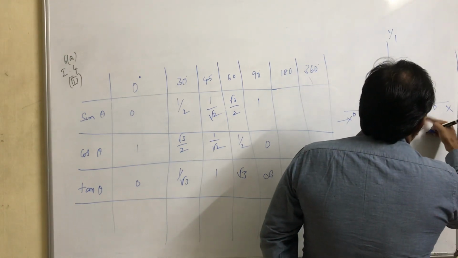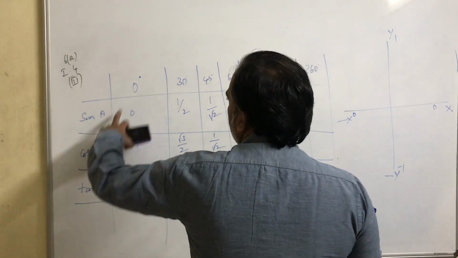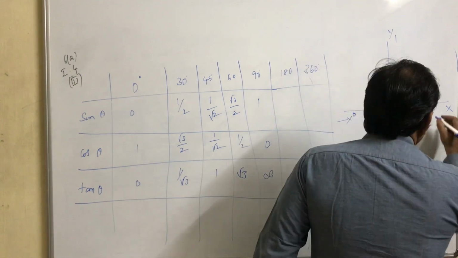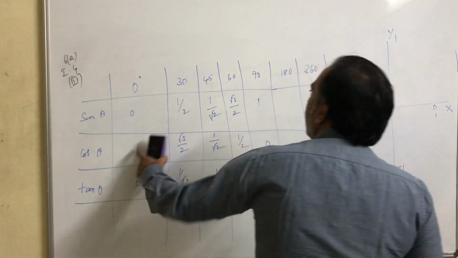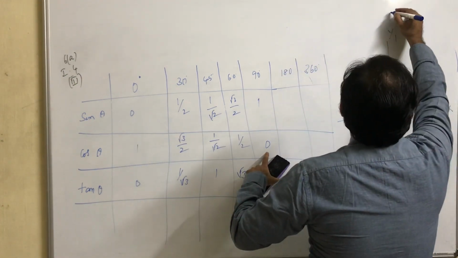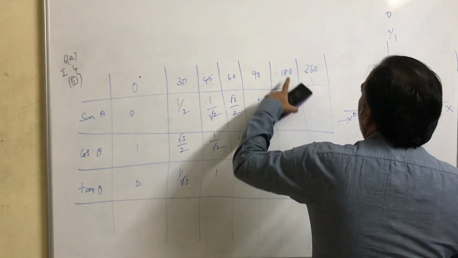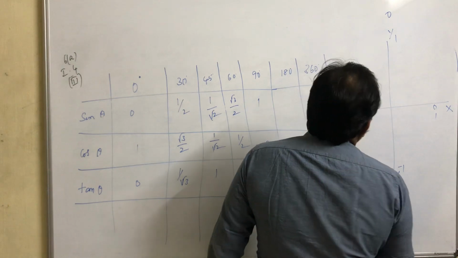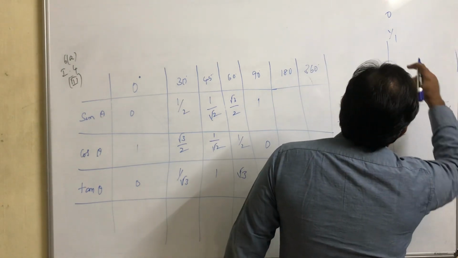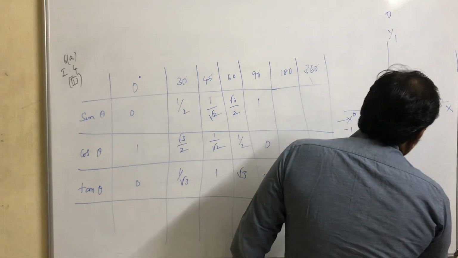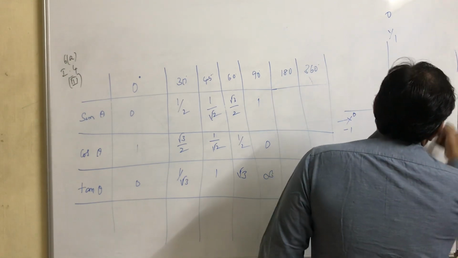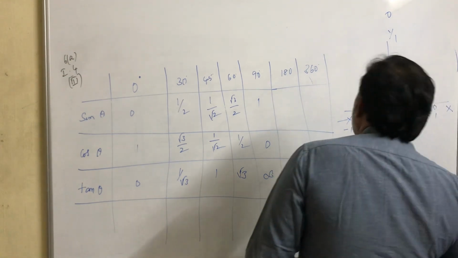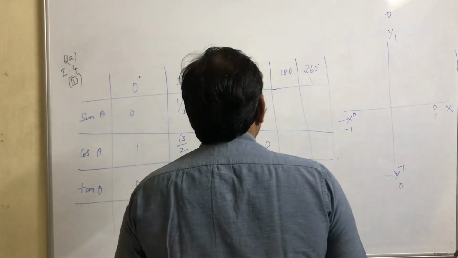Okay. Now what is the cos? Cos 0 equals 1. Cos 90 equals 0. Now cos 180 equals minus 1. And cos 270 is 0, right? This is the technique, and I will show you how we got that one also.